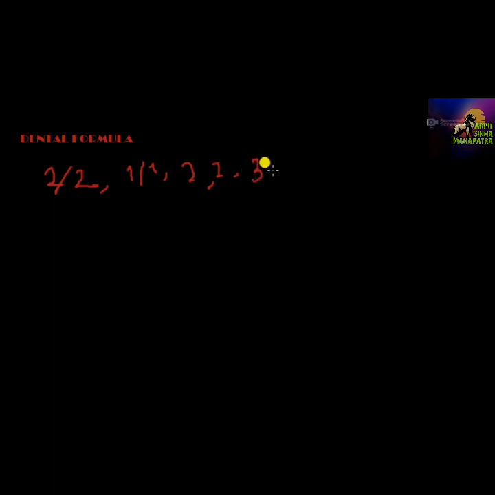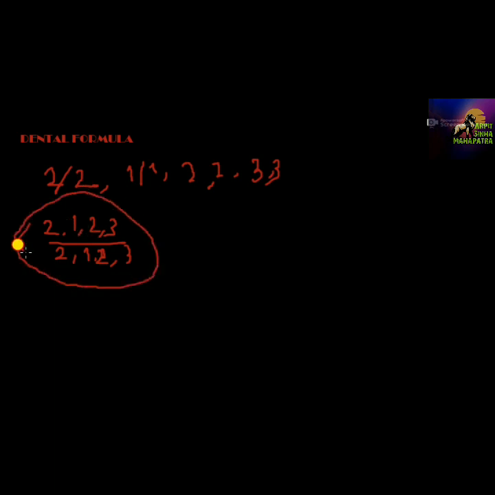So if we write it serially, in the upper part 2, 1, 2, 3, and in the lower part 2, 1, 2, and the last is 3. So this is the dental formula in an adult human being. I hope you get this.